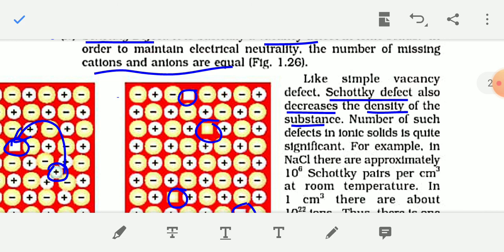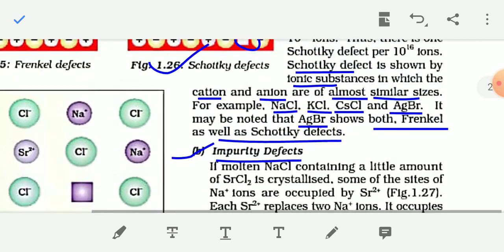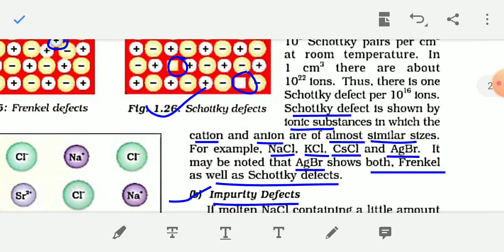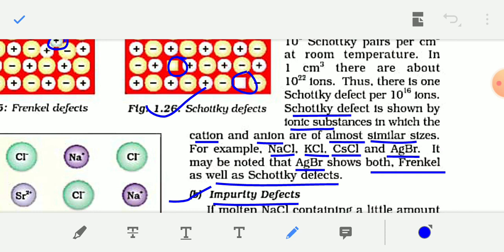Schottky defect also decreases the density of the substance. This is because the cations and anions are missing from the crystal lattice, thereby the density of the crystal decreases. Examples showing Schottky defect are sodium chloride, potassium chloride, cesium chloride, silver bromide. Silver bromide can show both types of defect, that is Frankel defect and Schottky defect.